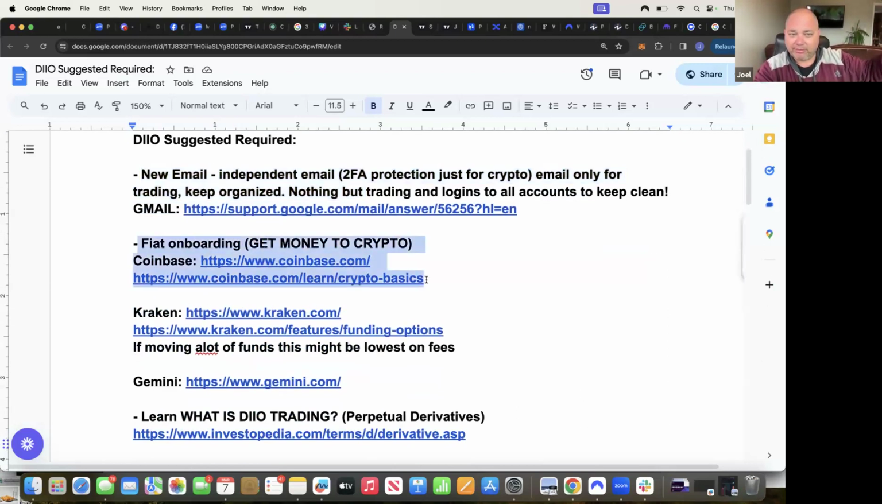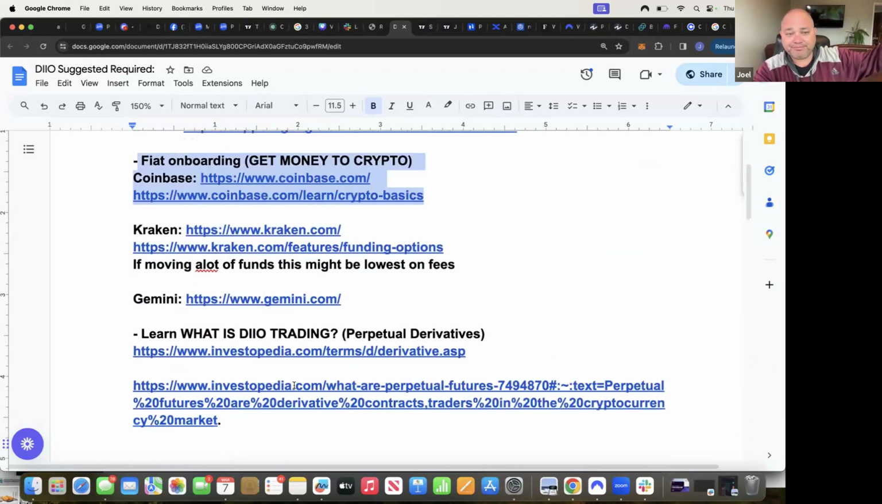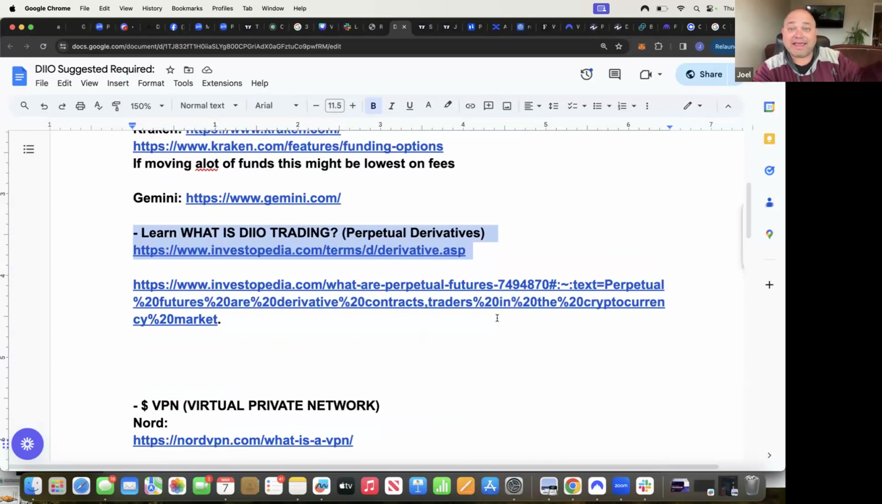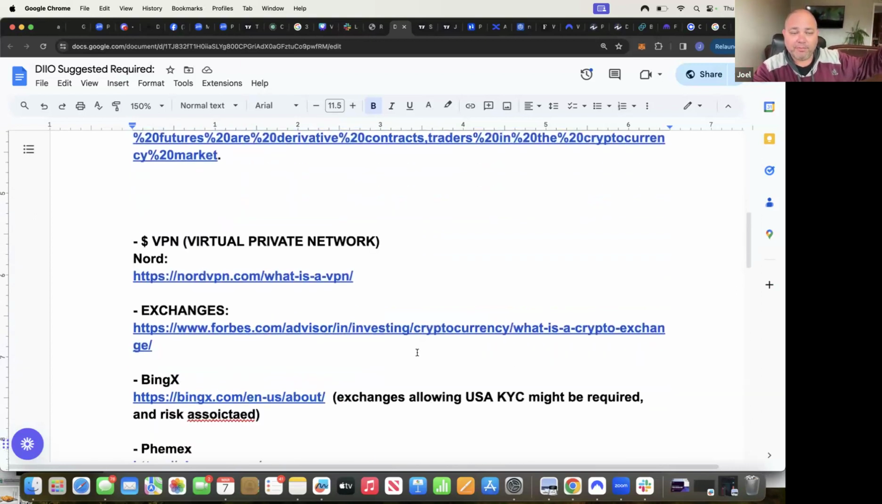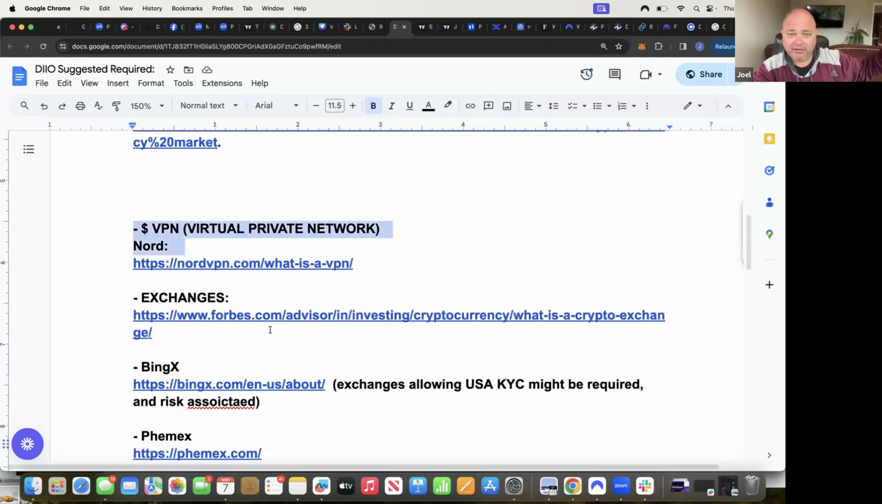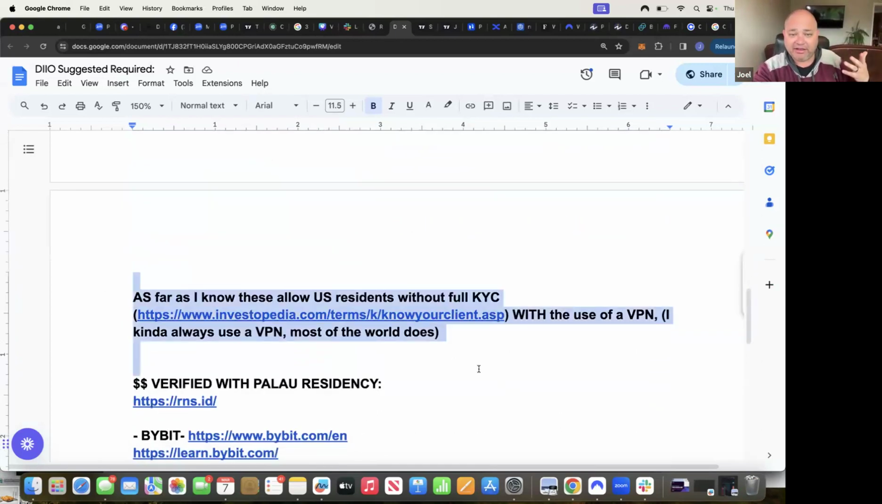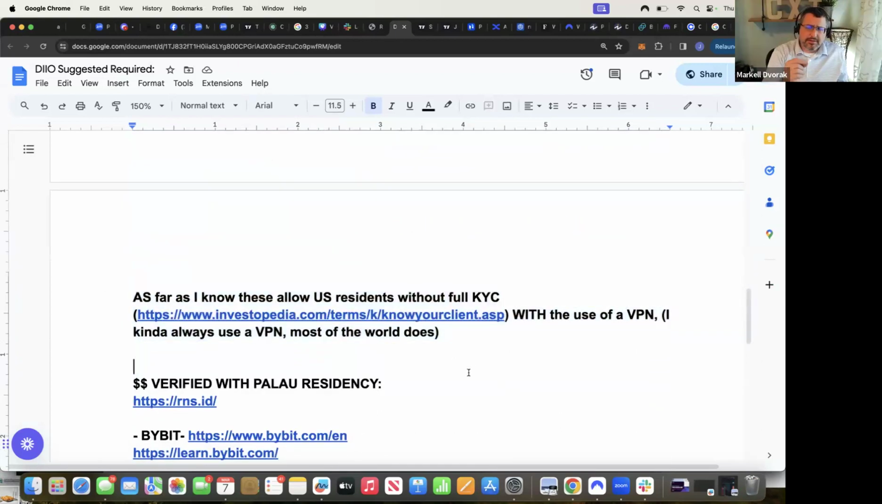Get your money over to crypto, Coinbase, Kraken, Gemini. Learn what perpetual and derivatives and futures and leverage and these very complex words are. Here's some hot links for you. You will need a VPN to use an exchange. BingX and Femex are some that may not need future Palau IDs. But to that though, KYC.